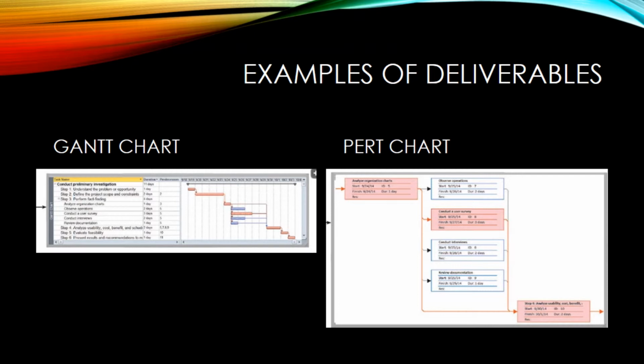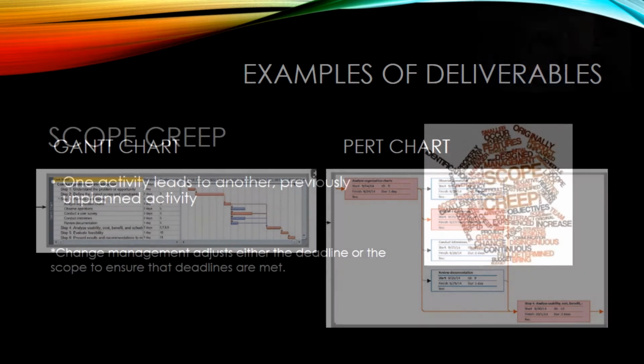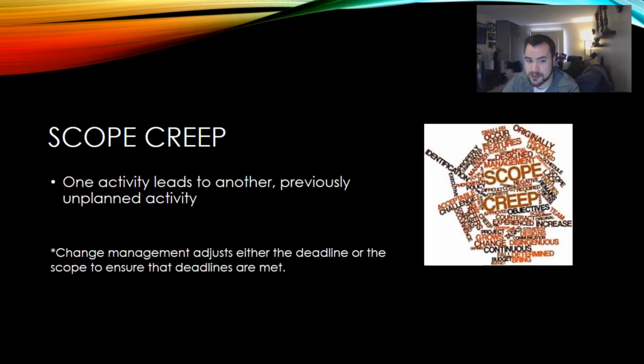PERT charts can be more complicated, but are better suited for planning and scheduling large, complex projects. Scope creep is when one activity leads into another one that was not previously planned for. This can mean that maybe some part of the system was completed and the feedback suggested that another idea be integrated into the information system.